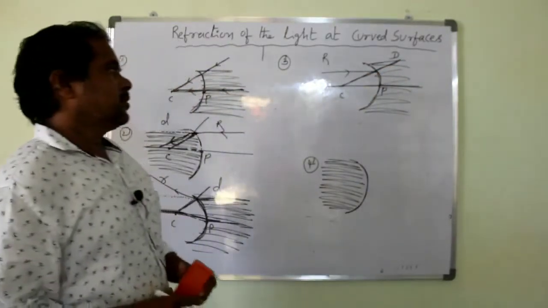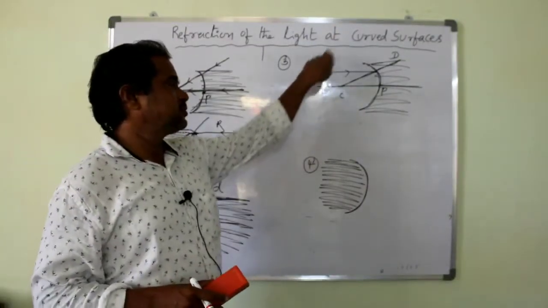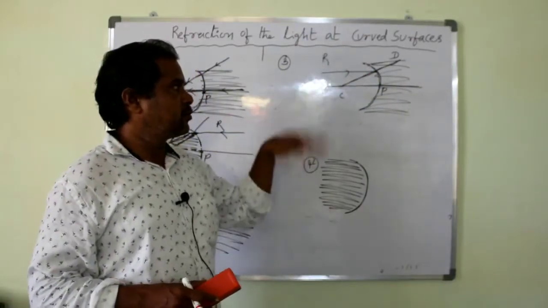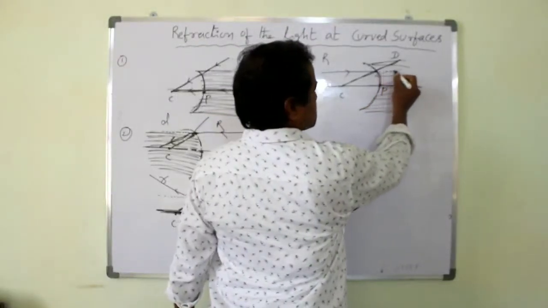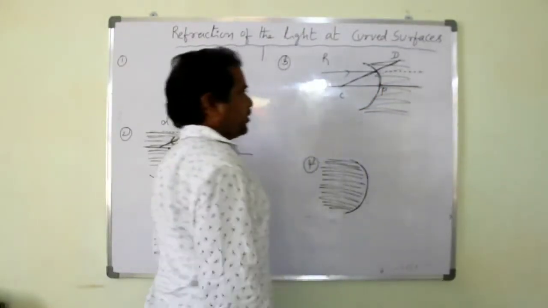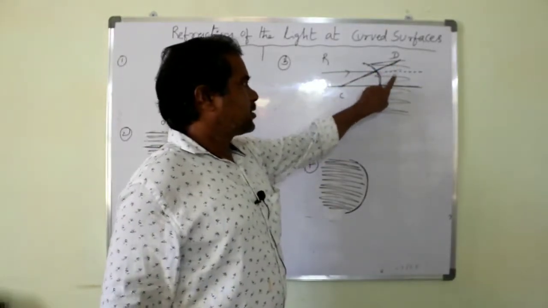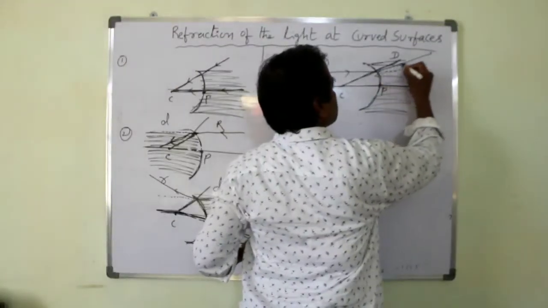So again, recall the properties of refraction. Any light ray which moves from rarer to denser medium, the corresponding refracted ray moves nearer to the normal. So if you draw the original direction of this light ray in the dotted form, this domain is nearer to the normal and this place is away from the normal, so this light ray moves in this direction.